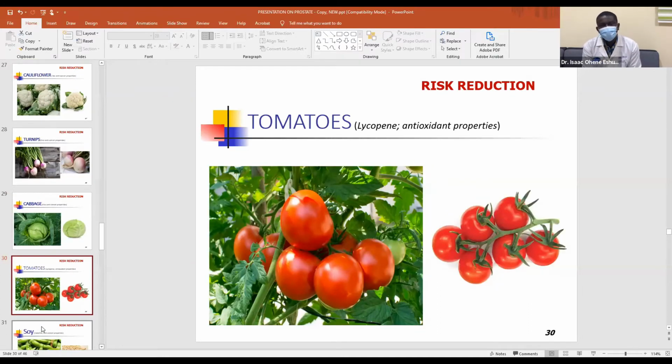Tomatoes. Tomatoes generally have very great antioxidant property, not only for prostate cancer, but for a host of conditions. So unless you have any medical condition for which reason your doctor would advise you to stay off, tomato is very good and should be used. It has lycopene, and that is the antioxidant specifically in tomatoes.